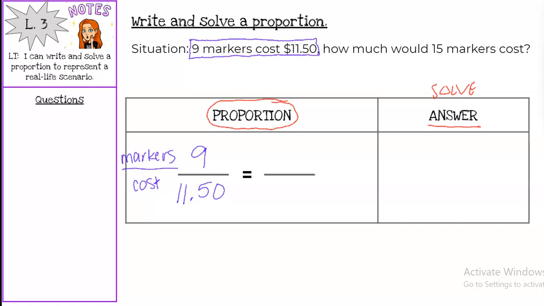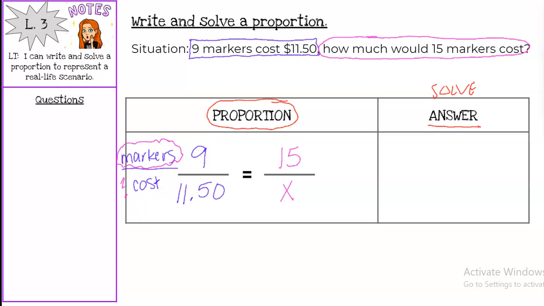Now we go back up to the situation and we look at the second part. It says, how much would 15 markers cost? So we know the number of markers. We know markers is 15. So I put that on the top because markers is on the top. But it's asking us how much would that cost. That means we don't know the cost. The cost is our unknown. It's a question mark. So when we don't know something in math, we put a variable. I shouldn't use M for markers because we know the markers. We don't know the cost. So we could put C for cost, or we could just use X. X is very general, easy to remember.